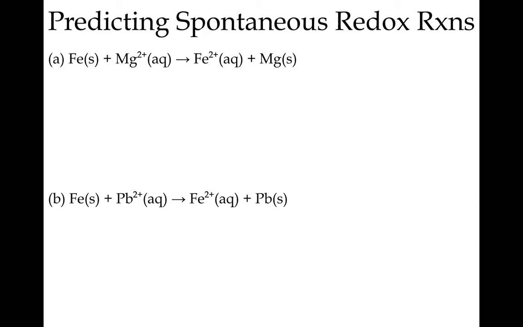So in these two, what I want you to do is to break them down and find out which one's reduced, which one's oxidized. Is the magnesium or the iron being reduced or oxidized? Then look up those values and see if that makes sense. See if a spontaneous situation would allow that to occur, or if it would have to be non-spontaneous. Okay.